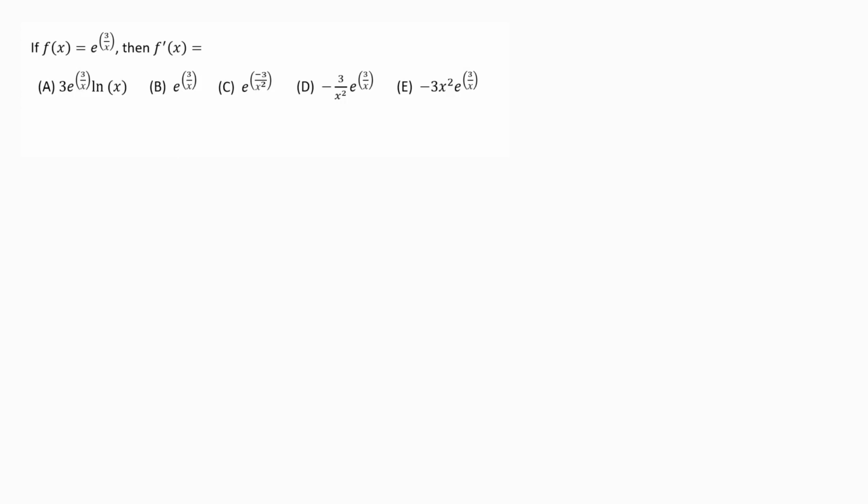Here we're being given an original function, f of x equals e to the 3 over x, and they want us to find the derivative of that equation. So the first thing we do is just take a look at this original function and see what's going on here. The first thing you're going to notice, I'm sure, as soon as you see this is that you've got the derivative of e happening.